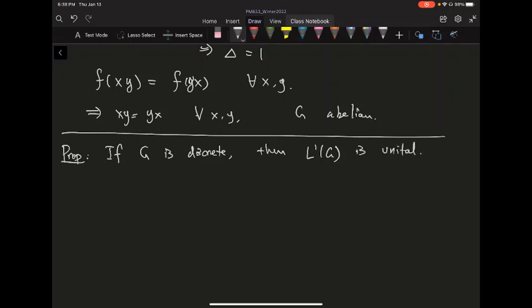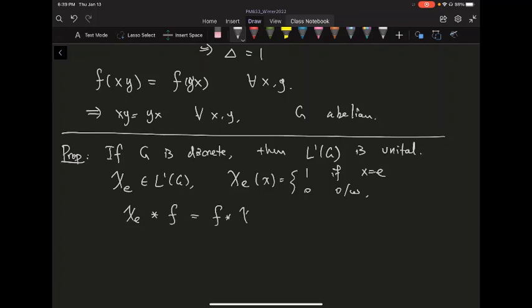So why is it unital? Let me tell you what the unit is. The unit is essentially chi of E, the characteristic function of the identity, which is equal to 1 if x equals the identity and 0 otherwise. If you convolute chi E with any other function f, that's the same as convoluting the other way, and it equals your function f. This is for all f inside L1 space. So let's prove this fact.